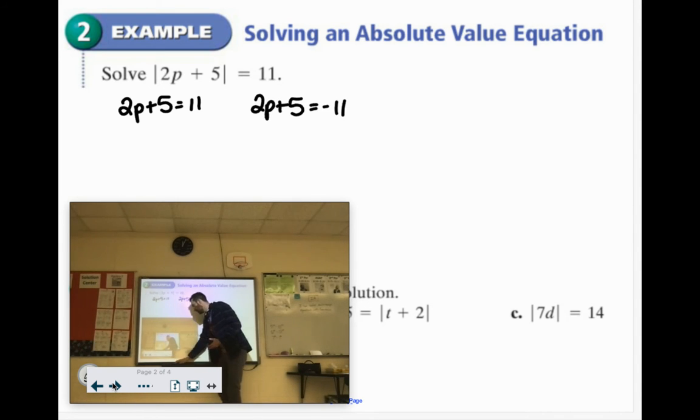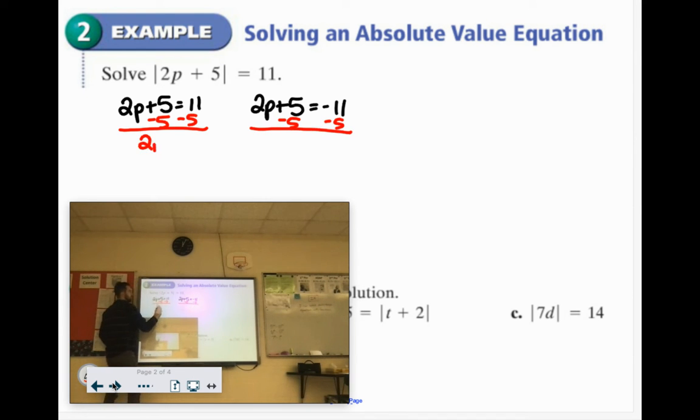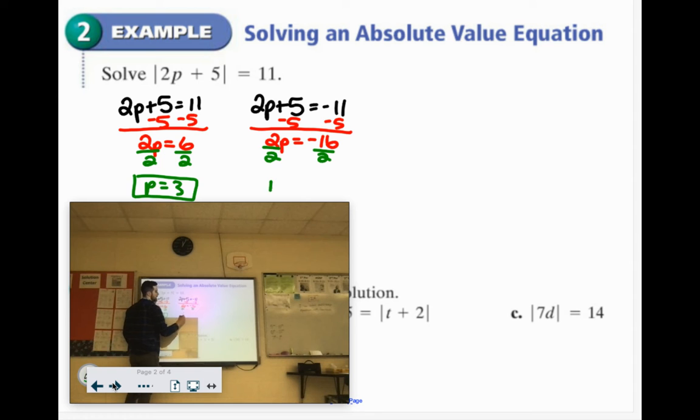And why this works is if we can get the inside of this to equal positive 11, absolute value of 11 is 11. If we can get the inside of this to equal negative 11, the absolute value of negative 11 is 11. So we solve them both with the same two steps. We'll subtract the 5. Here 2p equals 6, and here 2p equals negative 16. And then divide out the 2. p equals 3, and p equals negative 8.